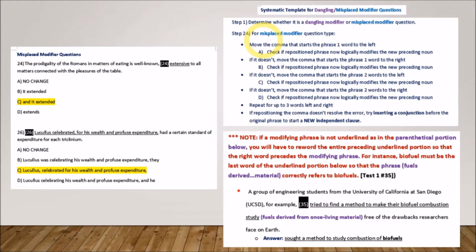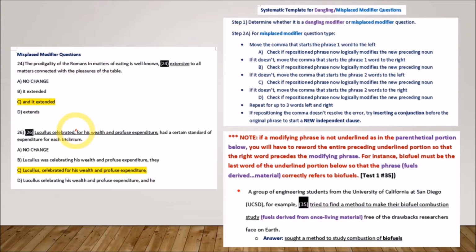Usually the misplaced non-restrictive phrases that appear in the middle of sentences, which are phrases that are wrapped by commas to begin and end the phrase, are usually corrected by simply repositioning commas. So let's look at number 26. We're going to check if comma repositioning alone can correct the mistake.